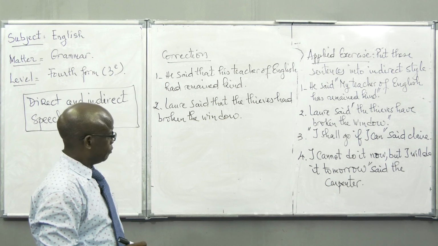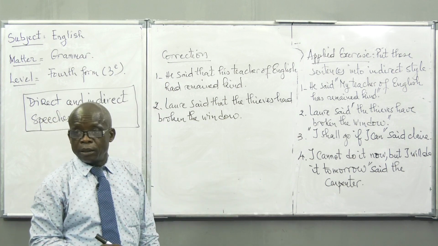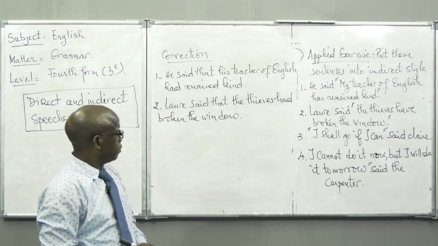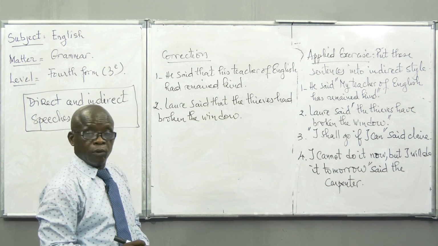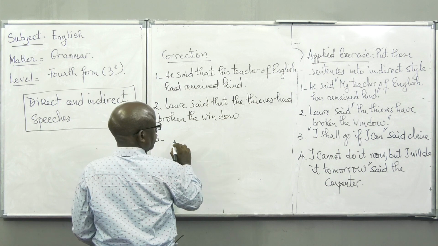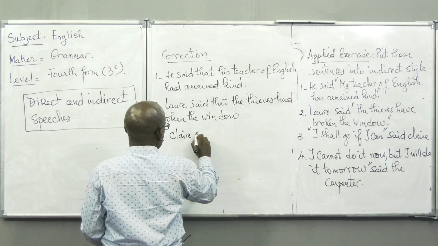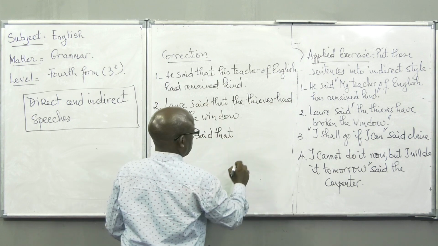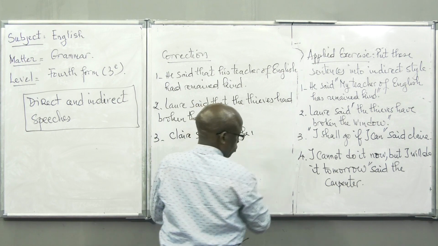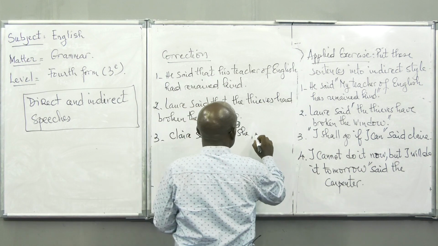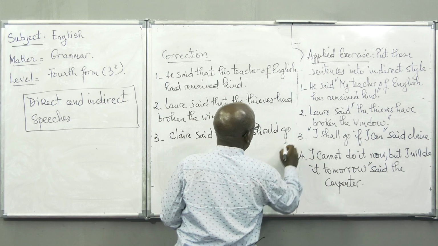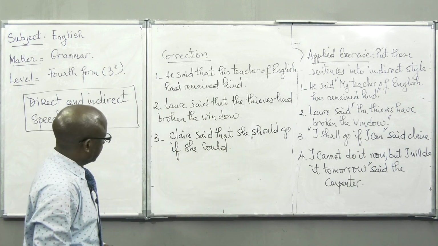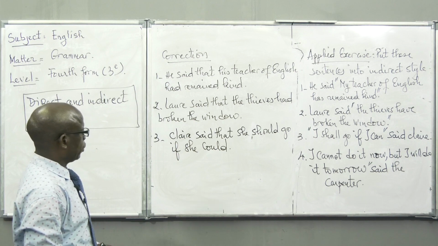Sentence number three. I shall go if I can, said Claire. Let's put the sentence into indirect style. What do we say? Sentence three. Claire said that she should go if she could. Okay, Claire said that she should go if she could.